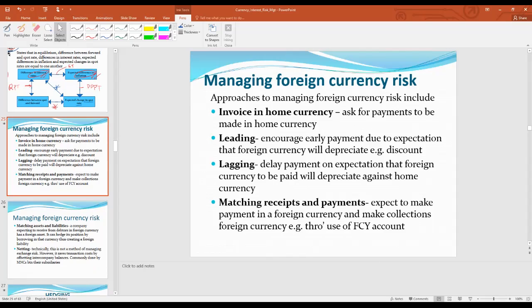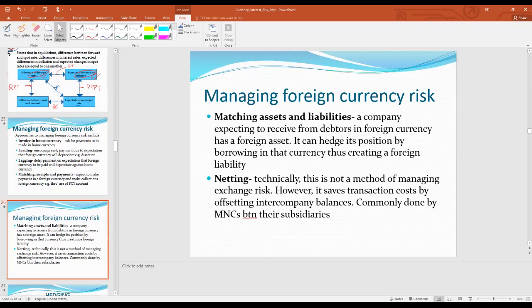Then another way you can try to manage the foreign currency risk is the use of matching assets and liabilities. If that is possible, you match the assets of the subsidiary, for example, with their liabilities. Those assets that are exposed to foreign currency rate movement and the liabilities, you match them. If that can happen, you end up with a zero translation risk.